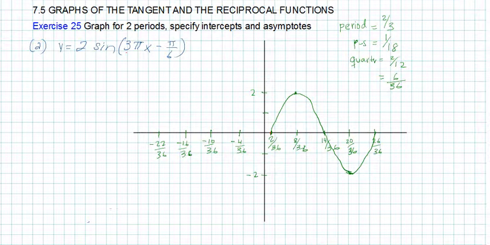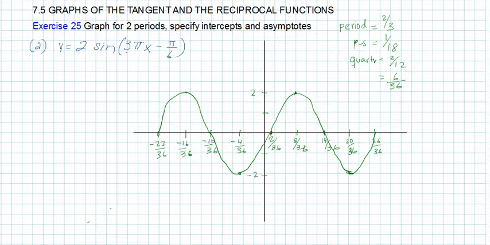I'm at the x-intercept, so now I want to go again back to my amplitude. So right there, then back to my x-intercept, then to my amplitude, and back to my x-intercept. So now I have two periods. 1, 2.